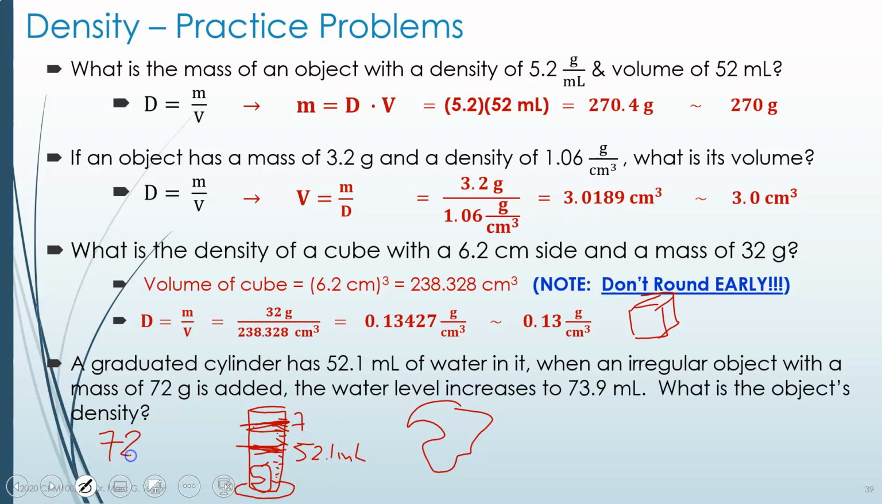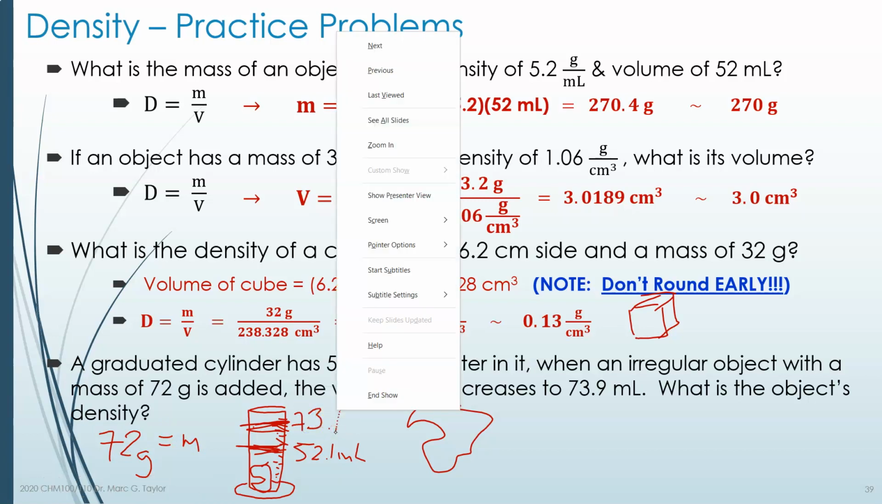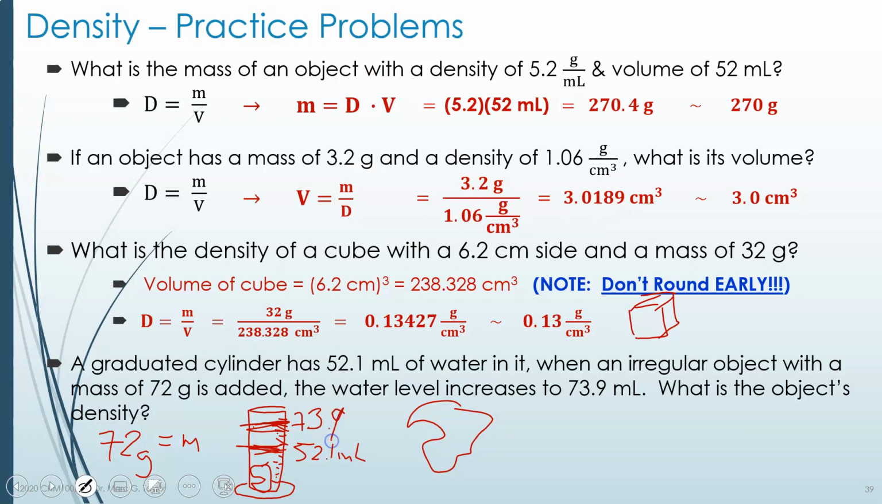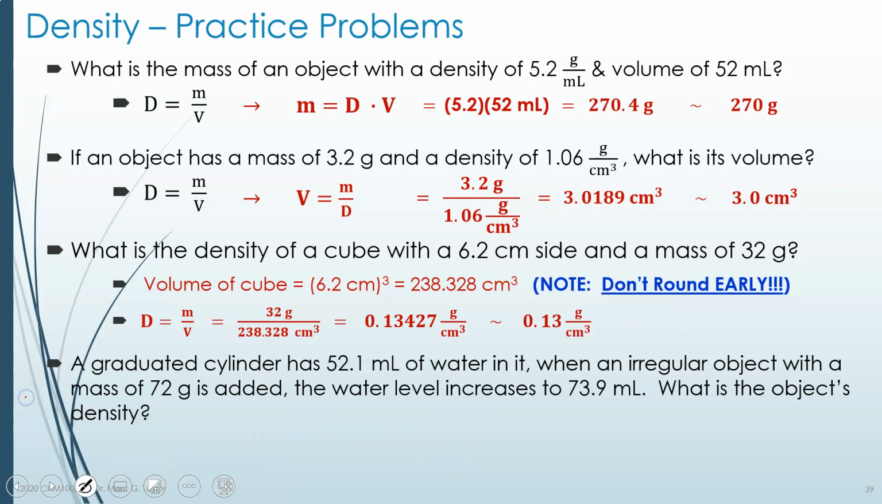So we know the mass is 72 grams. The water level rises to 73.9 mils. Well, if we know that this is 73.9 mils once we added that little chunk of irregular object, we know the volume of the irregular object is the difference between these numbers. So I'm going to erase these notes because I believe this is all in here. So the volume is merely the final volume of the water minus the initial volume of the water. That's how large the object must have been, 21.7 milliliters.